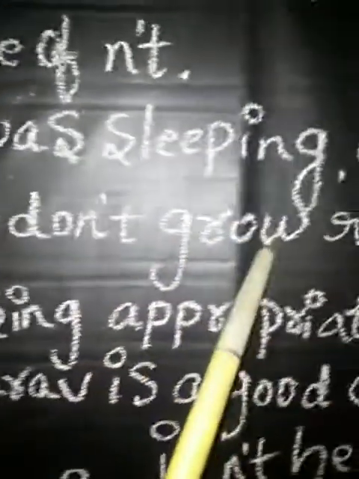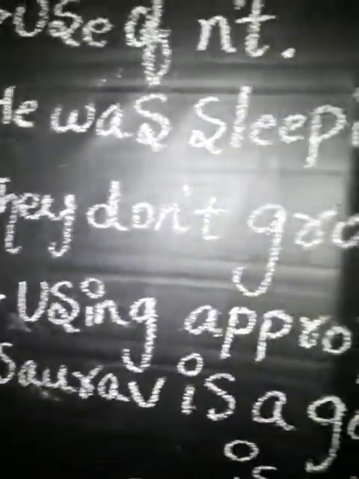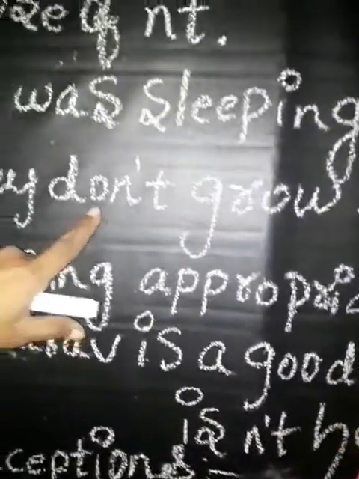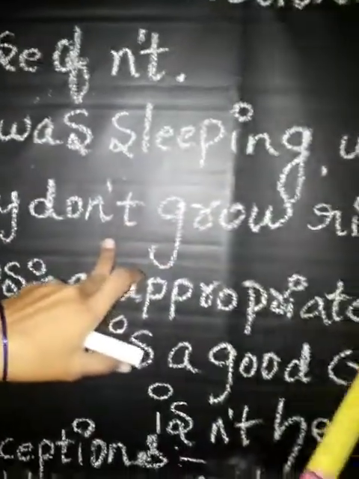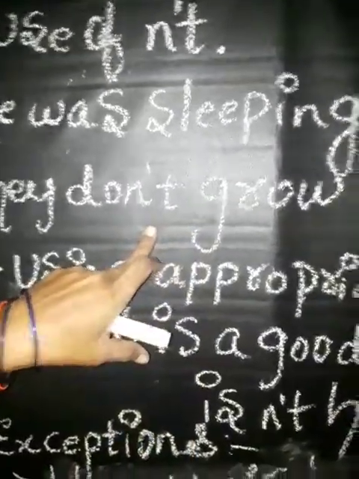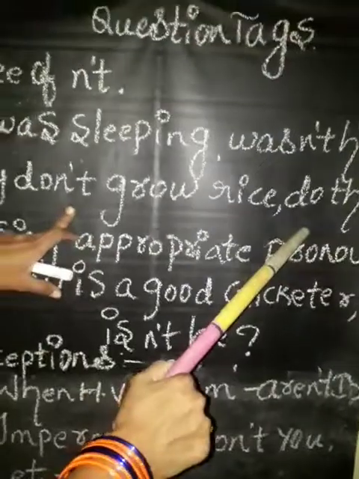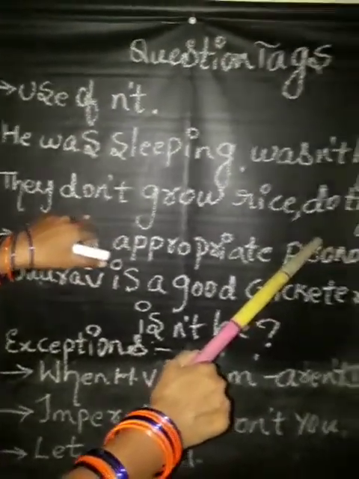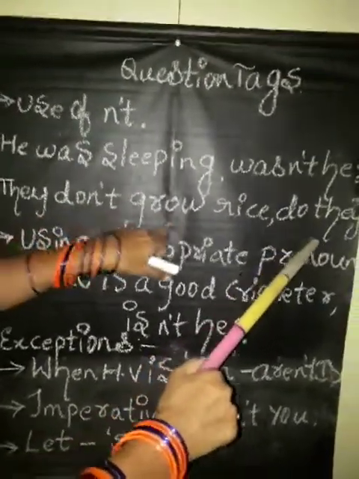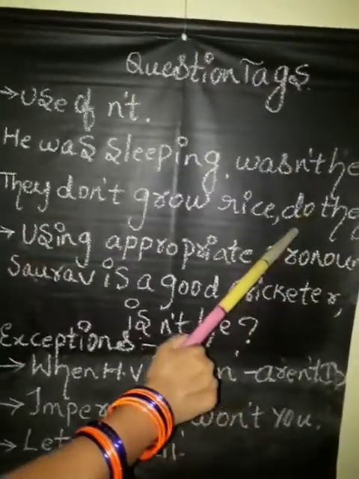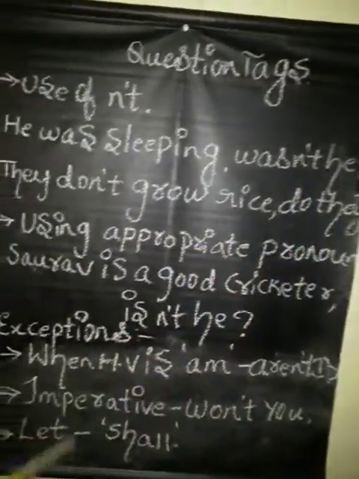Next, one more example. They do not grow rice. The given statement is a negative statement because there is not here. So we have to use a positive question tag, so we don't use not. The helping verb in the statement is don't, so we use do, they.